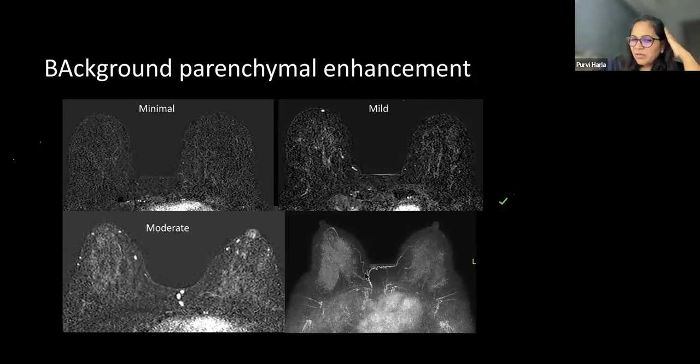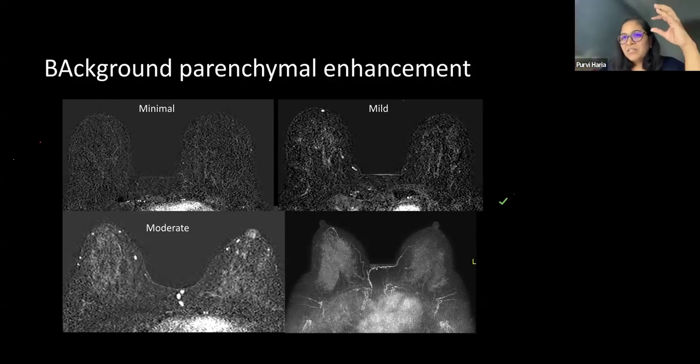Masks everything. So when we say background parenchymal enhancement, it's not the same as BPE, the amount of fibroglandular parenchyma. This is the enhancement which we see on the subtracted images within the breast parenchyma. And this is what gets affected when the scan is not done in the right window, from 7 to 14 days of the menstrual cycle.